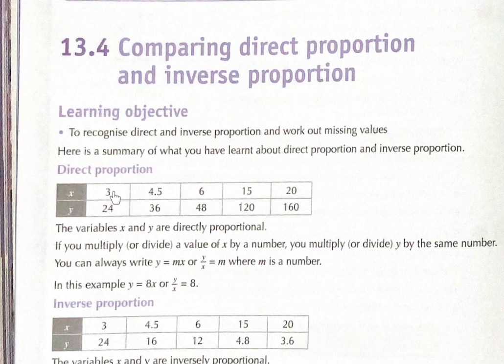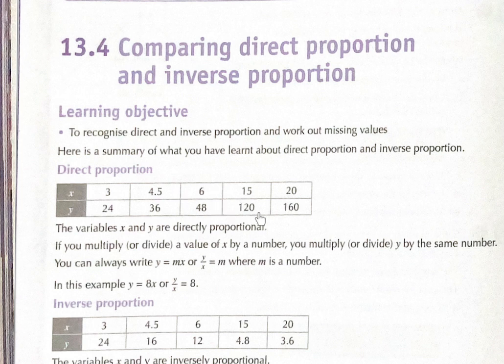same number. Look for 3. 3 multiplied by 2 equals 6. So we multiply 24 by 2 to get 48. When we multiply 3 by 5, we multiply y by 5. When we multiply x by, for example, 1.5, we multiply y by 1.5. So this is direct proportion. If you multiply or divide a value of x by a number, you multiply or divide y by the same number.